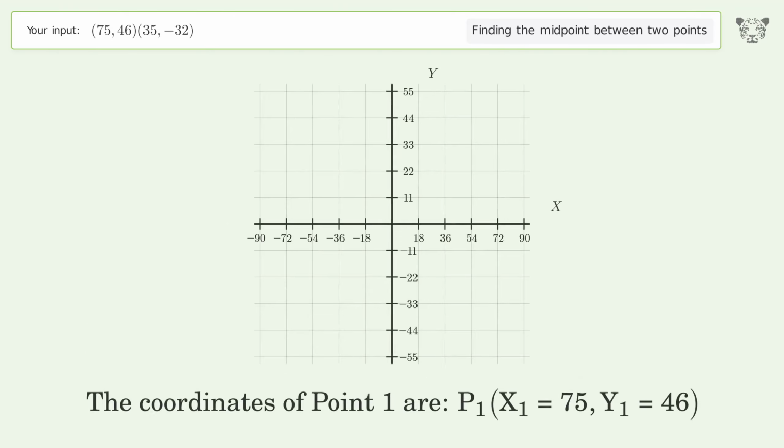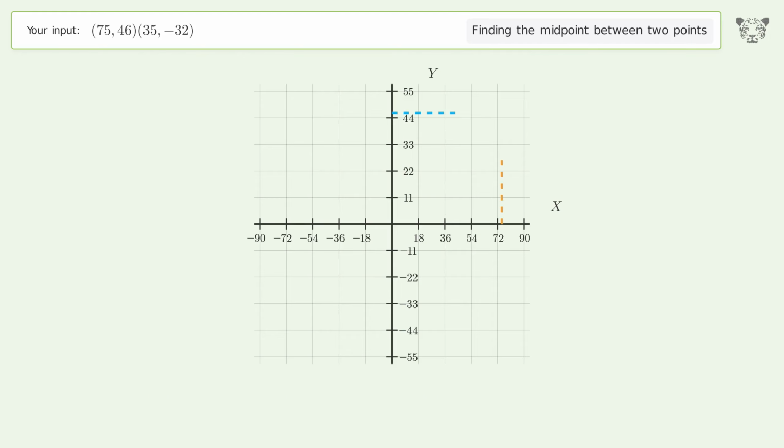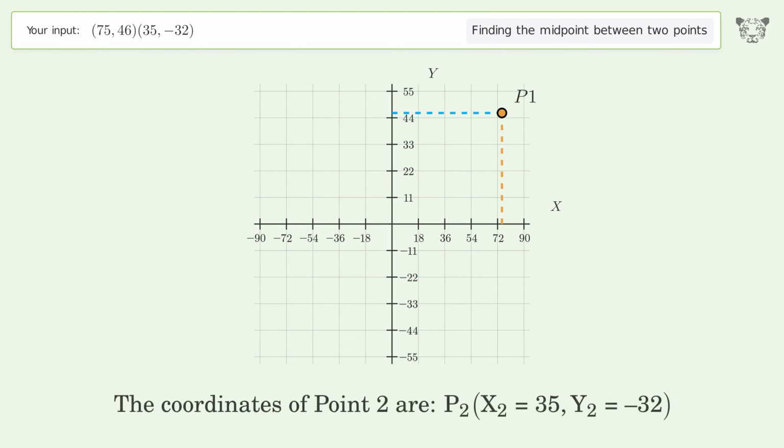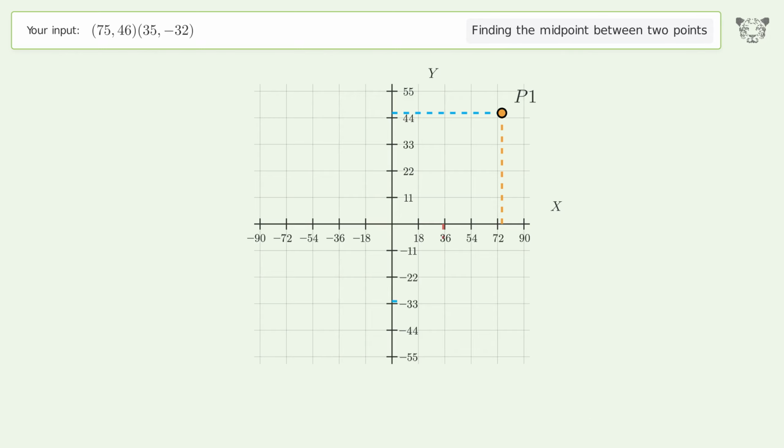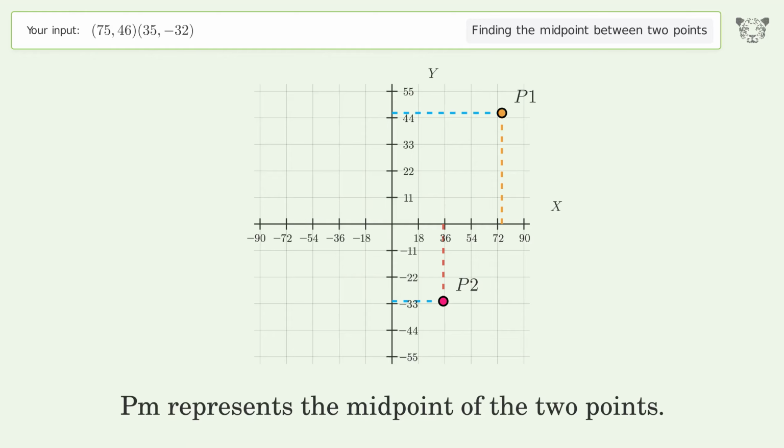The coordinates of point 1 are, x1 equals 75, y1 equals 46. The coordinates of point 2 are, x2 equals 35, y2 equals negative 32. PM represents the midpoint of the 2 points.